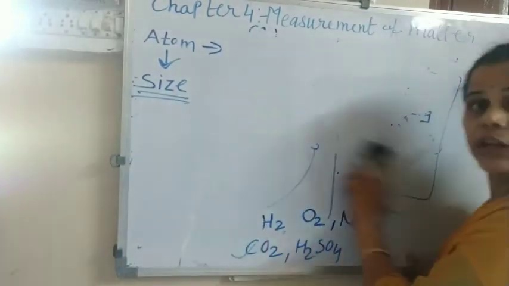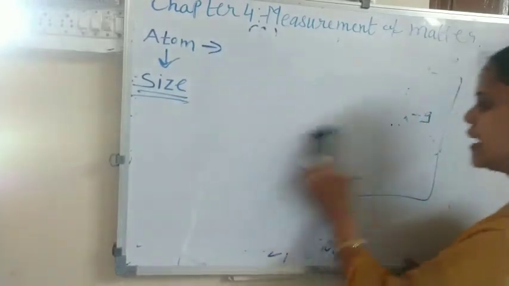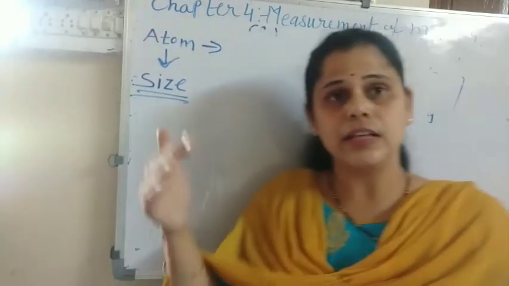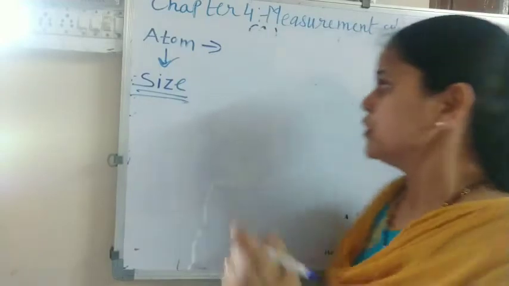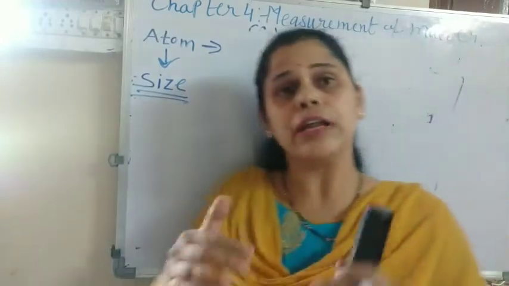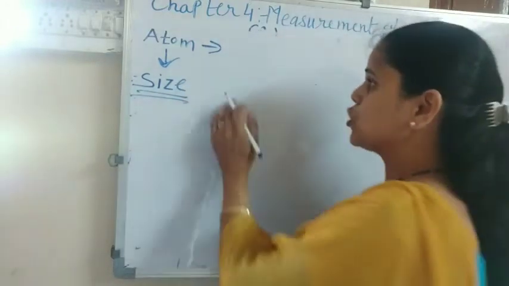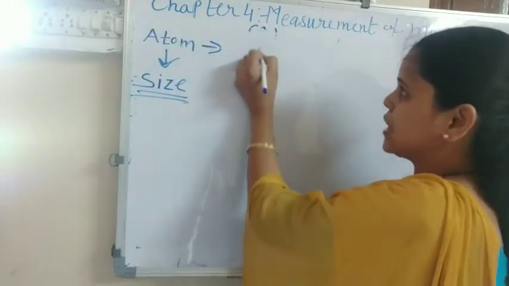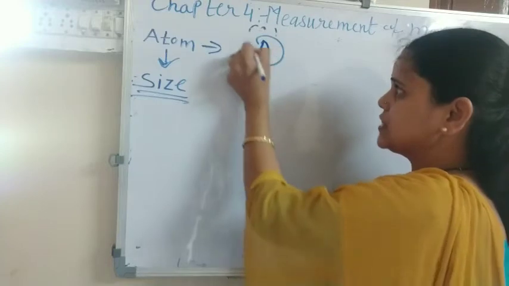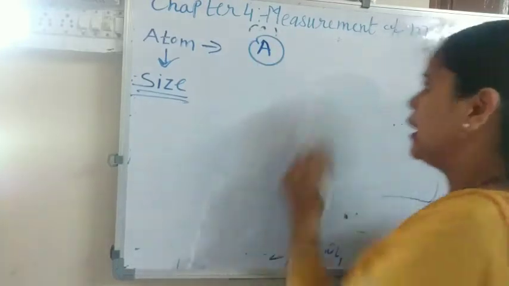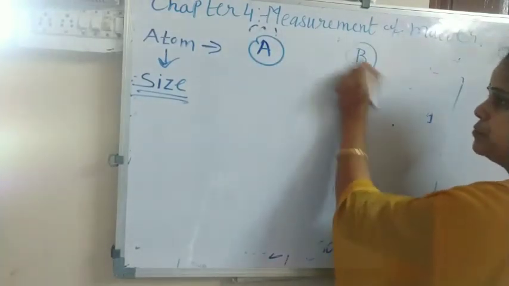If the number of electrons increases, then the atomic size of any atom will increase. If the number of electrons increases, then obviously the number of shells increases. But in case of, for example, two atoms, just take an example. This is atom A and this is atom B.